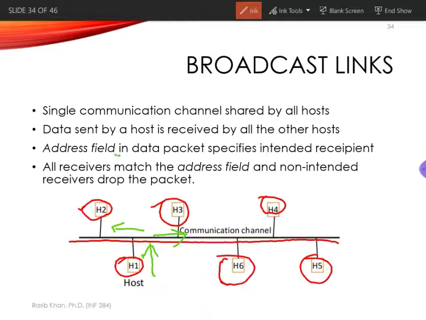There is something that we refer to as the address field in the data packet, and this is a field which specifies the intended recipient. So when all these receivers receive the broadcasted packet, each of them would match the address field. And if it matches, it understands that itself is the intended recipient. If it doesn't match, it drops the packet.